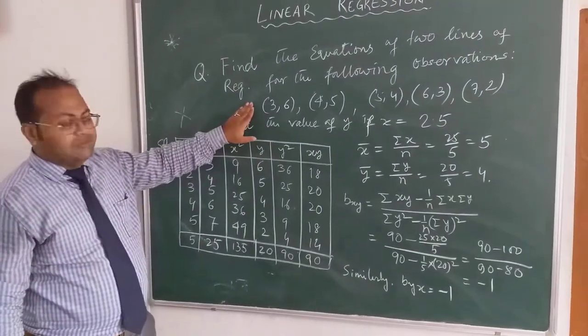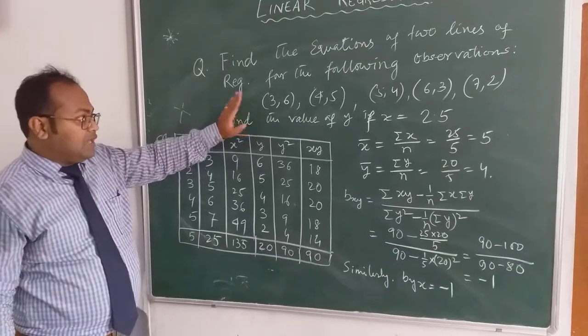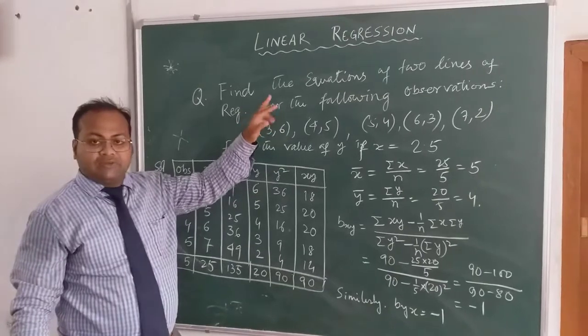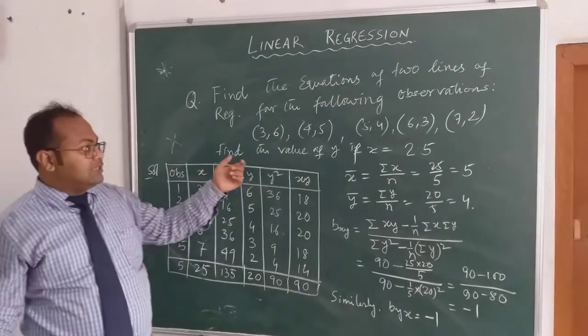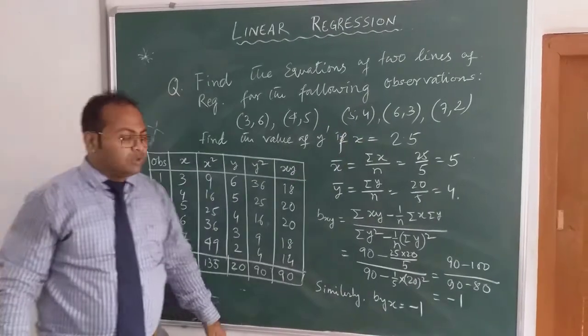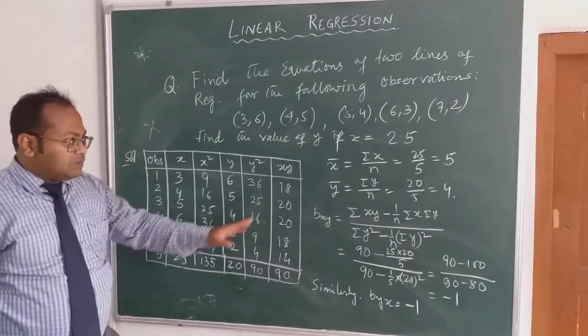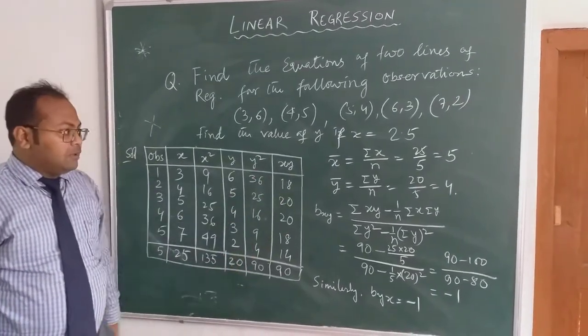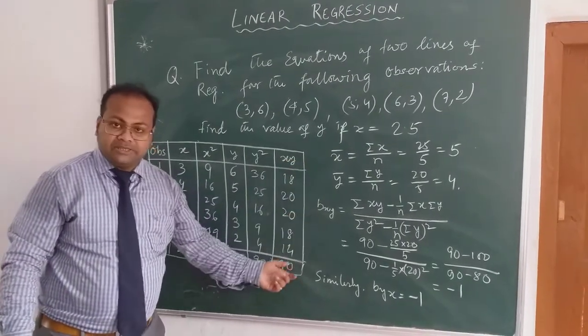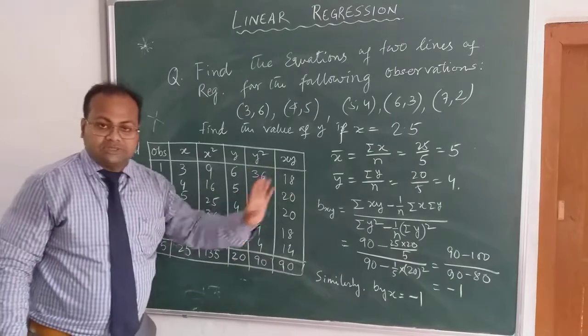Here observations are given. How many observations are given? 5. And we need to find out two things. One is the regression lines, and the other thing is we need to estimate the value of y when x is given. Okay. Now we actually need x bar, y bar, bxy, byx. We need this. So first find out these things.